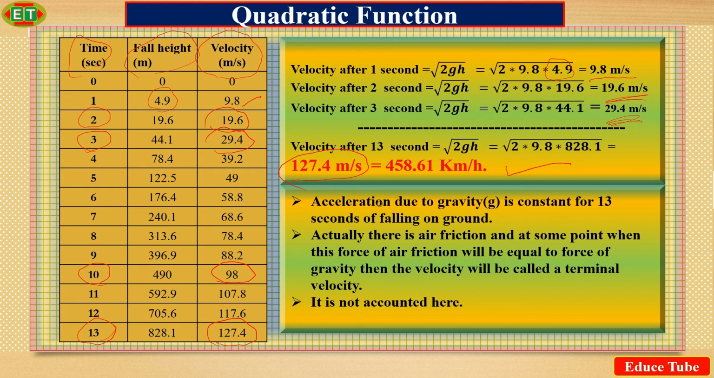Here, one important point: acceleration due to gravity is taken as constant for the 13 seconds of falling to the ground. Actually, there is air friction. We all know that. And at some point, when this force of air friction will be equal to the force of gravity, then the velocity will be called a terminal velocity. But it is not accounted for here.